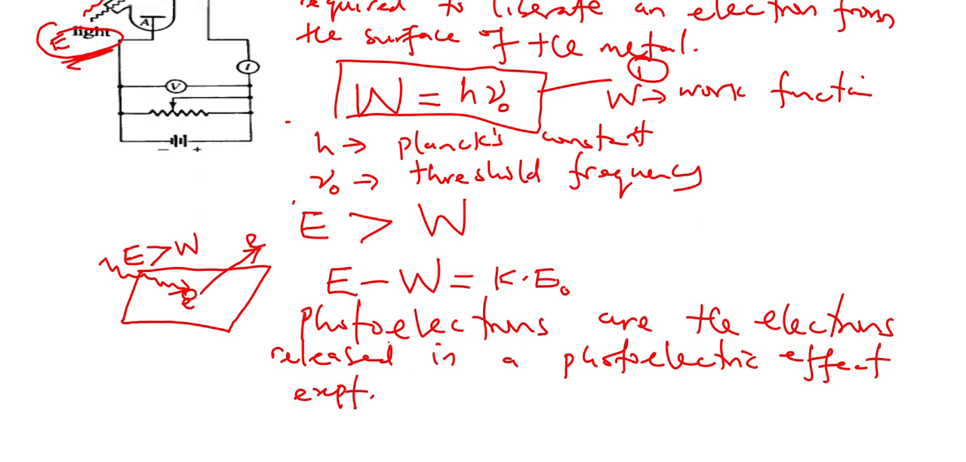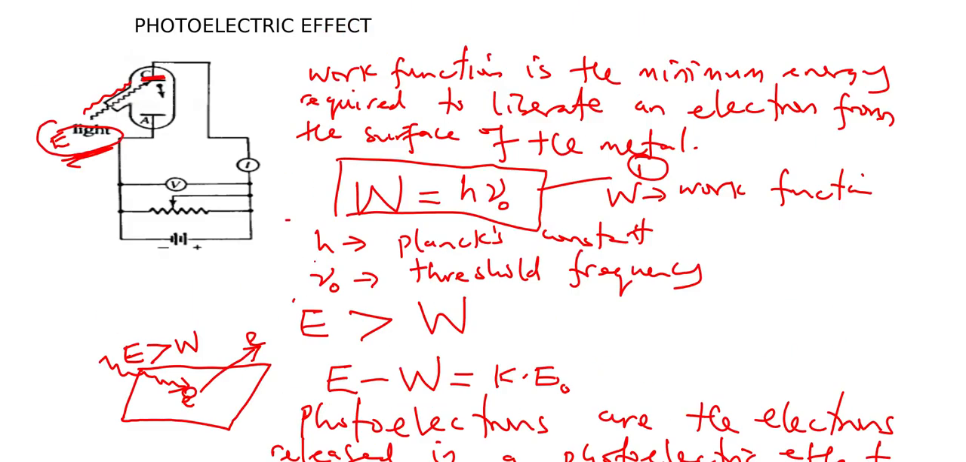So, all right, we have defined some terms now. The first term that we defined was the photoelectric effect. We said when electromagnetic radiation of high enough frequency is incident on a metal surface, electrons are emitted from the surface. The second term we defined was work function. We said it is the minimum energy required to liberate an electron from the surface of a metal.